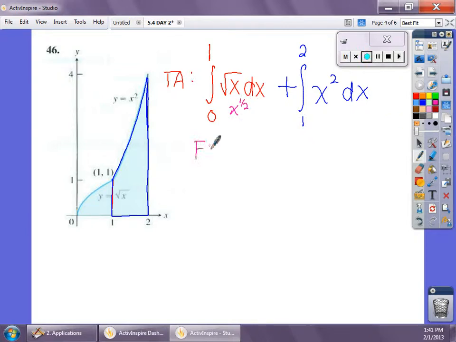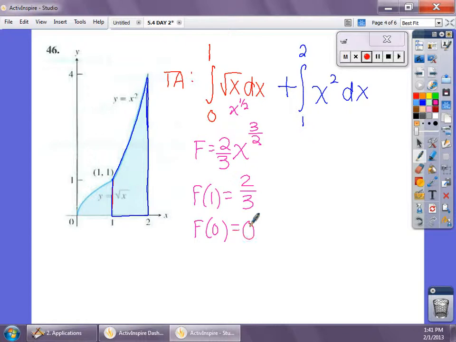So the antiderivative would be 1/2 plus 1, which is 3/2. Dividing by 3/2 is the same thing as multiplying by 2/3. F of 1 would be 2/3. F of 0 would be 0. And so for this problem, we end up that the area is 2/3.